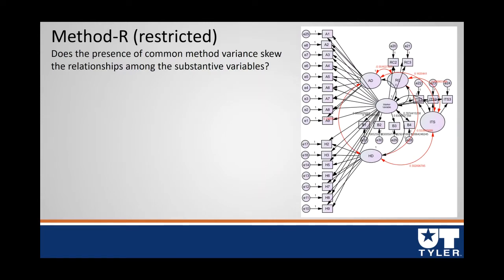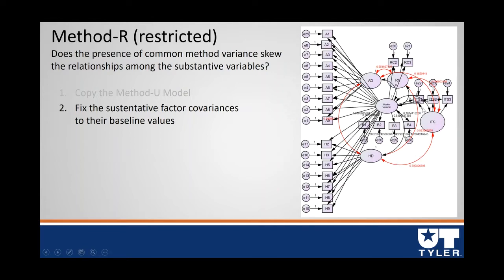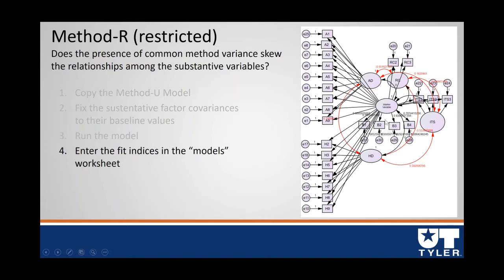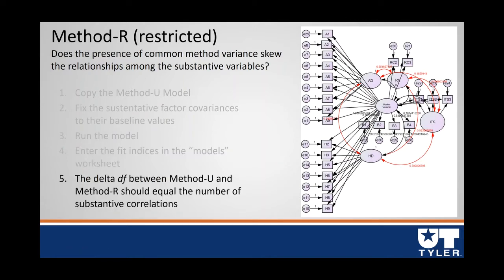So my method R, which is my restricted model, says, okay, I have common method variance, but does the presence of common method variance skew the relationships among the substantive variables? So in this case, since method U was my better fitting model, I'm going to build on method U, and I'm going to fix the substantive factor covariances to the values that we obtained earlier in our baseline model, which you'll see I've done here in red. We're going to run the model, enter the fit indices into the model's worksheet, and the delta degrees of freedom between method U and method R should equal the number of substantive correlations.